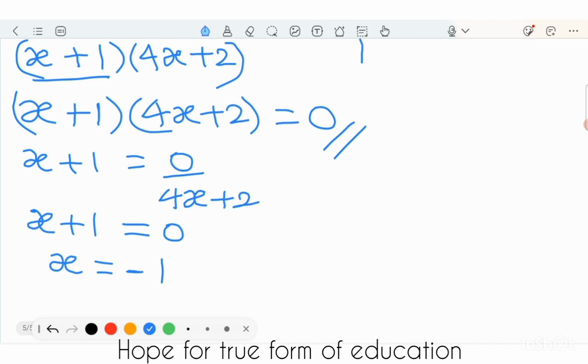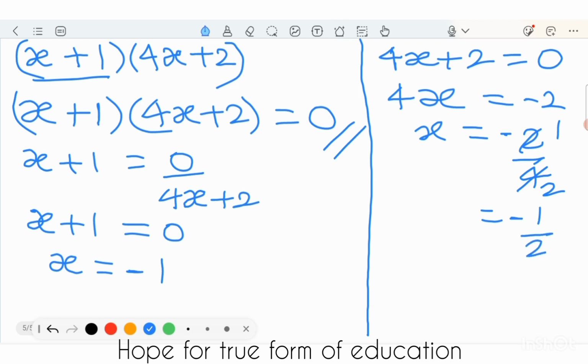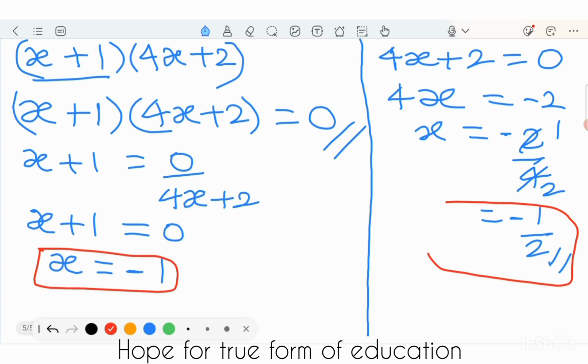Then 4x plus 2 is equal to 0. Automatically when it goes to RHS it becomes 0. Then 4x is equal to minus 2. X is equal to minus 2 by 4. 2 1s are 2, 2 2s are 4, is equal to minus 1 by 2. So these are the x values. Got it? So we have done the second question. Now we'll enter into the third question.